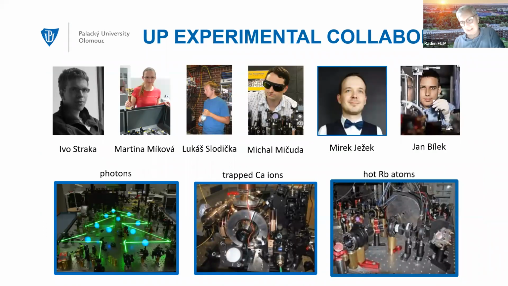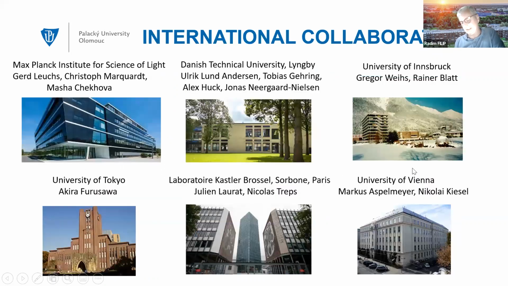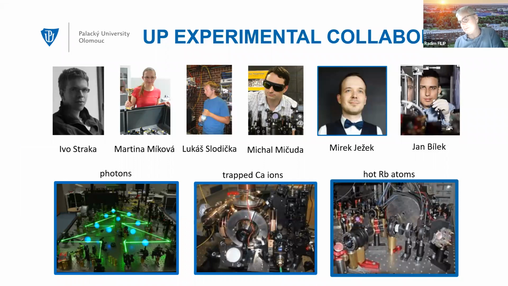We have these experimental facilities, which were developed over the last 10, 15 years. These are mainly traditional quantum optics experiments with photons, then experiments with trapped calcium ions, where we study non-classical emission of light and the preparation of interesting non-classical and non-Gaussian states of mechanics. And then experiments with hot rubidium atoms in a cell, where we try not only to generate quantum non-Gaussian and non-classical states of light, but also to store them inside the atomic memory.